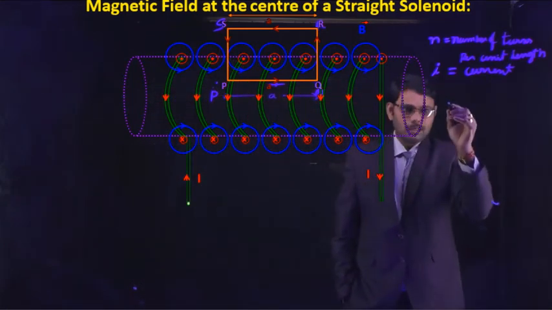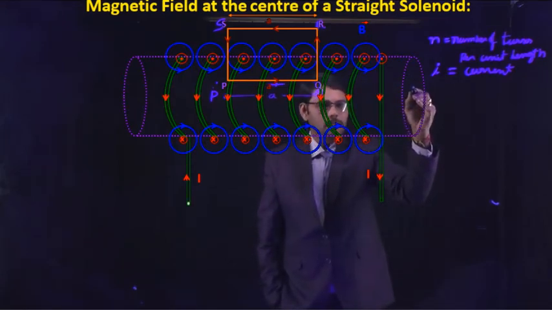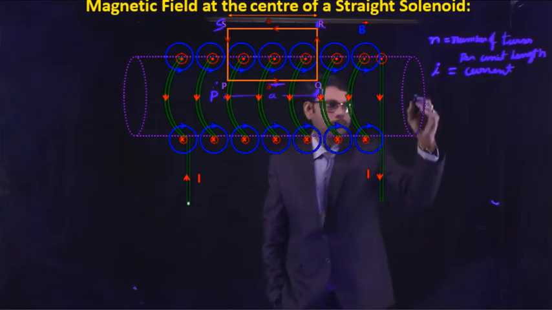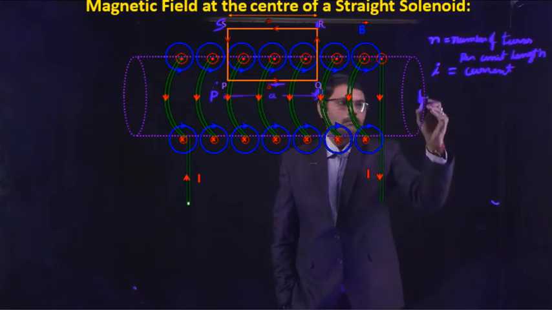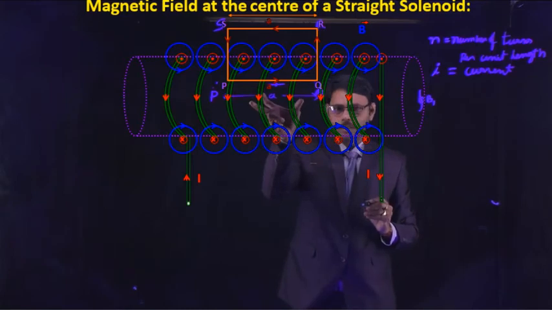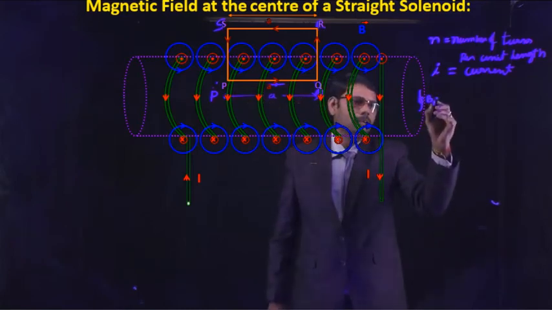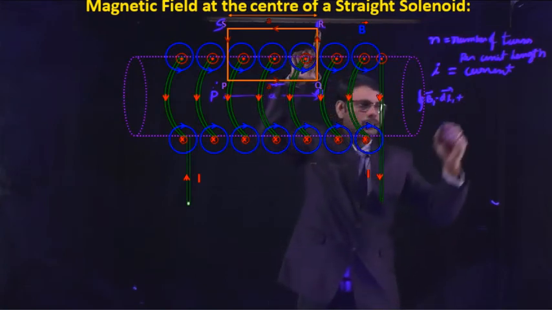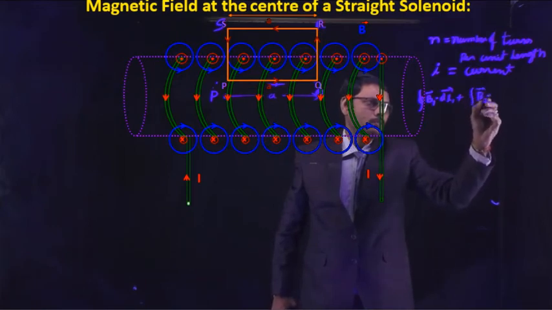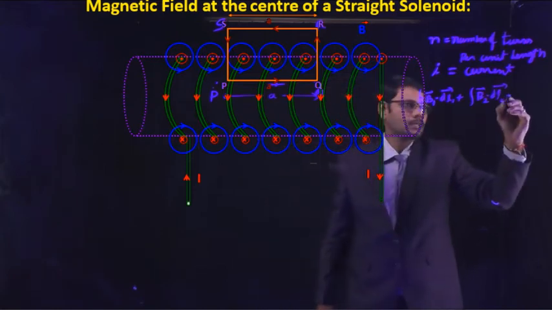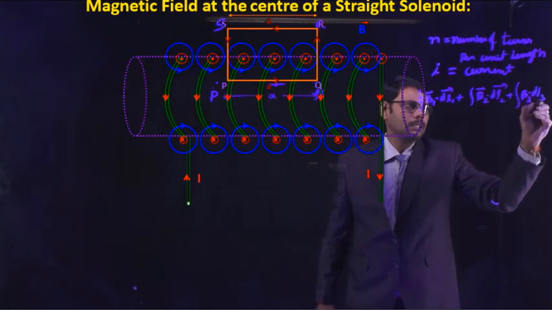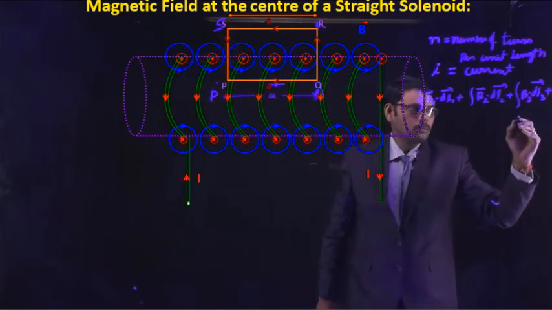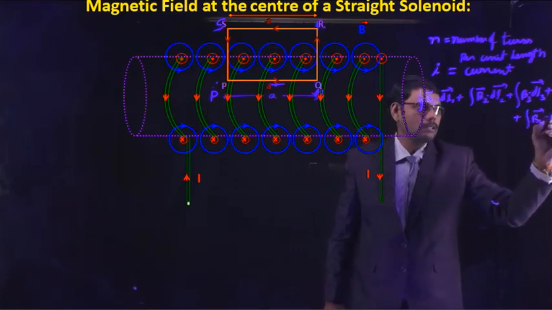Now, Ampere's law is the integral of B bar dot dl bar equals mu naught I. Therefore, we write the integral of B bar dot dl bar as the integral of B1 bar dot dl1 bar, since the first dl is along PQ, plus the second part along QR, B2 bar dot dl2 bar, plus the integral of B3 bar dot dl3 bar, and the fourth one, plus the integral of B4 bar dot dl4 bar.